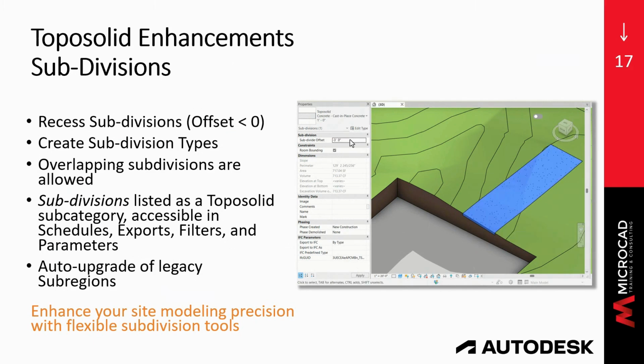Overlapping subdivisions now are allowed. Subdivisions now are listed as a topo solid subcategory, and thus they're going to be accessible for schedules, exports, filters, parameters, etc. And they are auto upgrading the legacy subregions. Okay, so to me, this is a huge, huge enhancement for the topo solids.